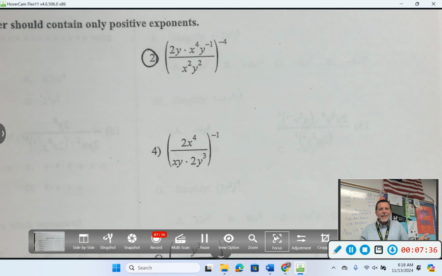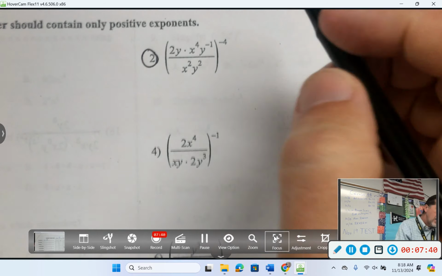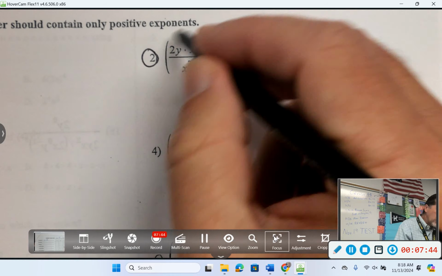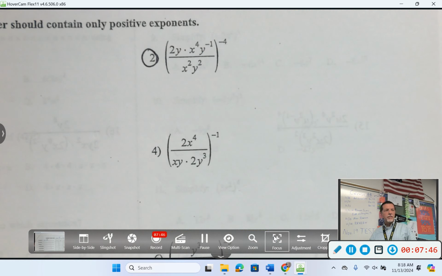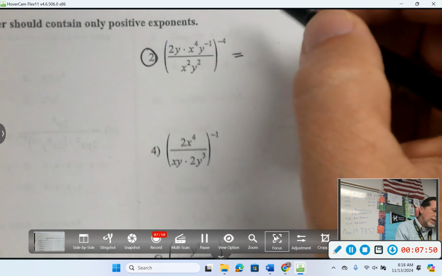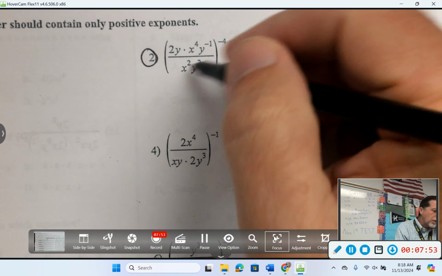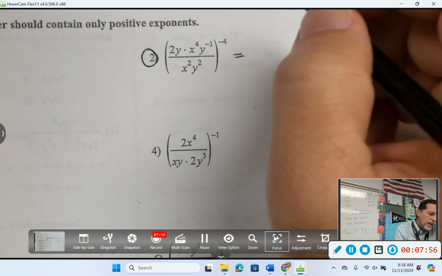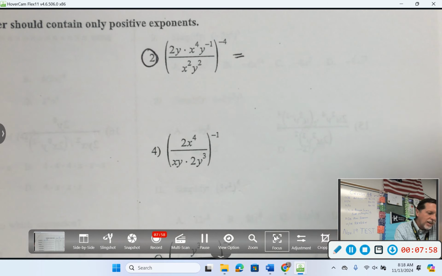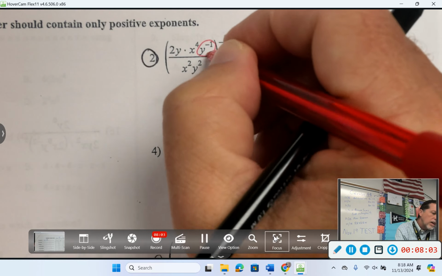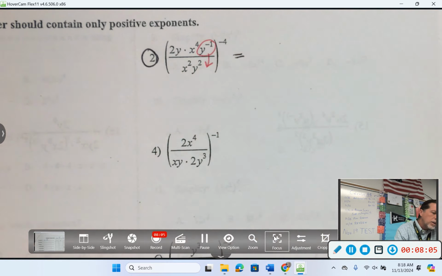Okay, so what do I do first? There's a ton of things going on here. I think I would work on the inside first, and then we'll worry about the negative 4. You could do the negative 4 first, but let's talk about that later. Let's fix the inside. So that would make it y cubed at the bottom.